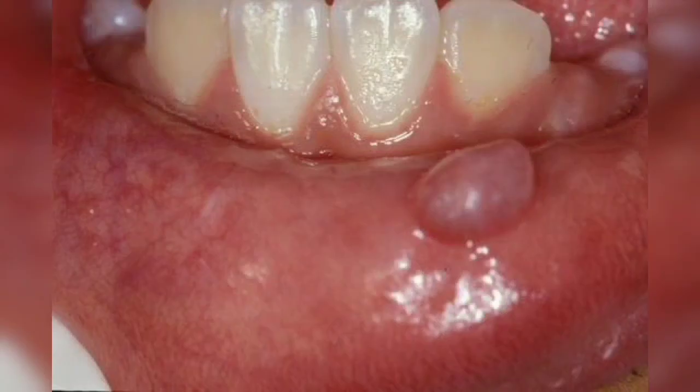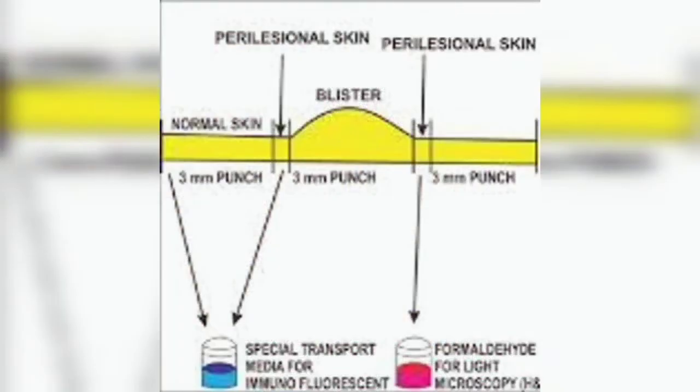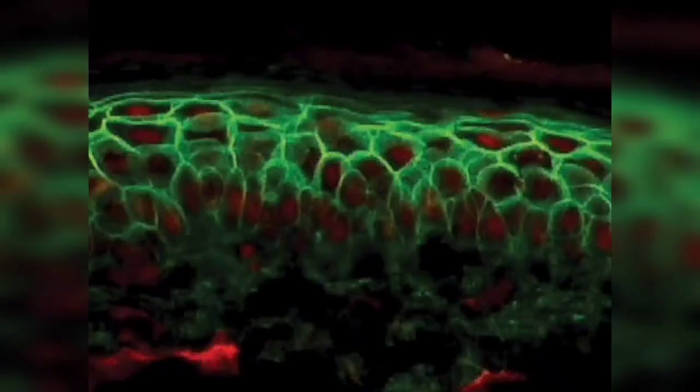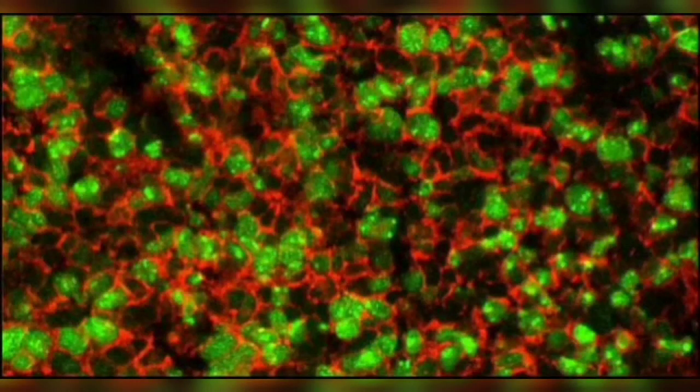Now for vesiculobullous lesion, an intact bulla is ideal, or the perilesional tissue has to be included in the section. And if you are sending the section for immunofluorescence study, it has to be fixed in Michel's reagent, which is a commercially available transport media. Never fix it in formalin as it will damage the antigen.